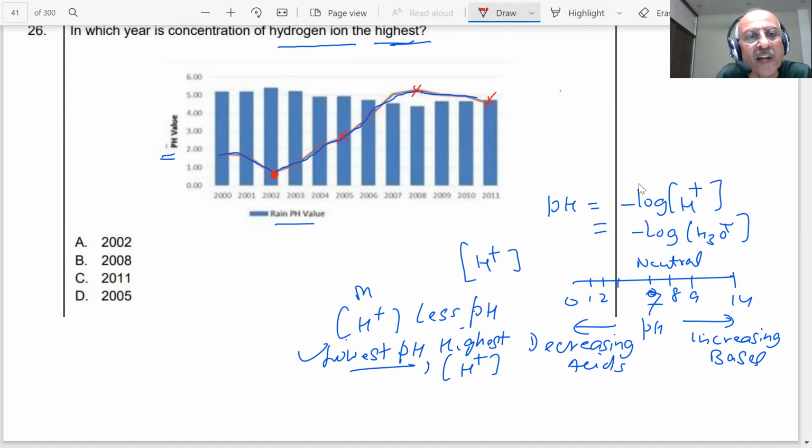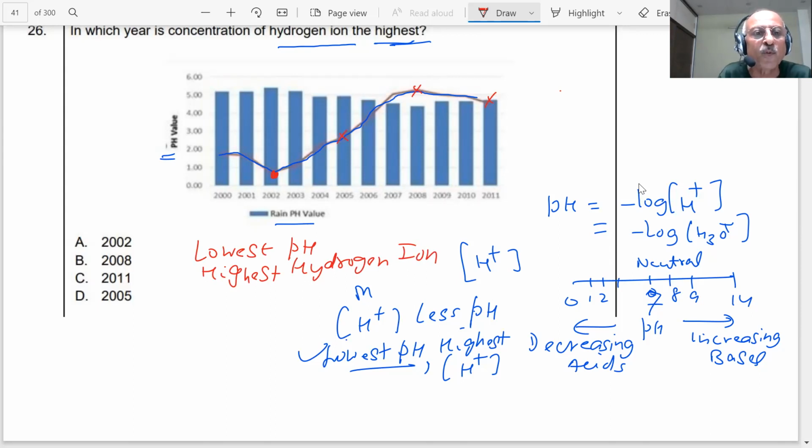So which is the lowest pH? The lowest pH, student, has the highest hydrogen ion concentration. So what is the answer then? This is the lowest pH.